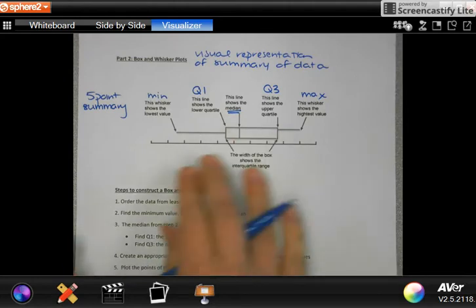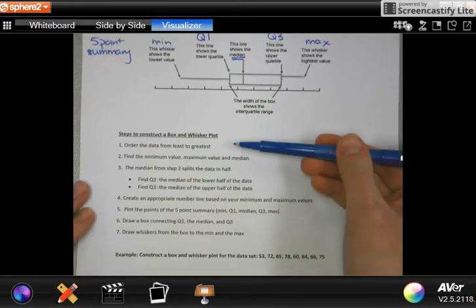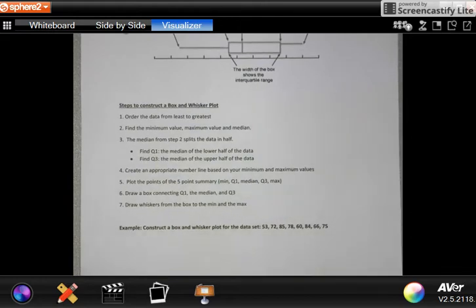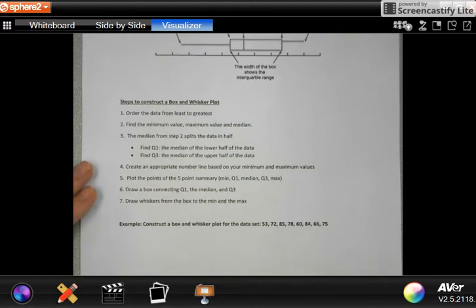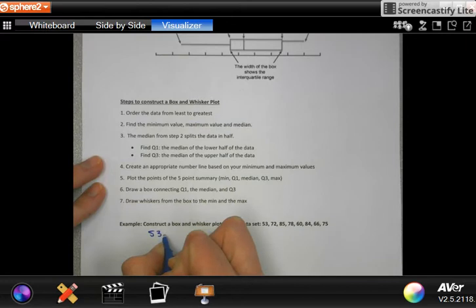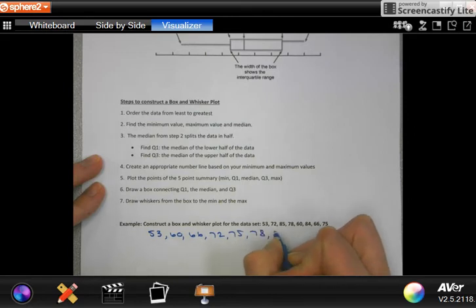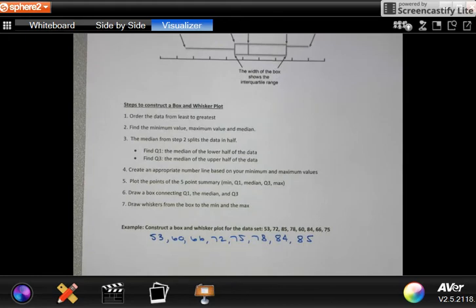So this is what a box and whisker plot looks like. So here's how you go about making your box and whisker plot. Let's go through these steps for this down below. It says, order the data from the least to the greatest. Well, the data is the same as the previous page, so we've already done that. So 53, 60, 66, 72, 75, 78, 84, and 85.